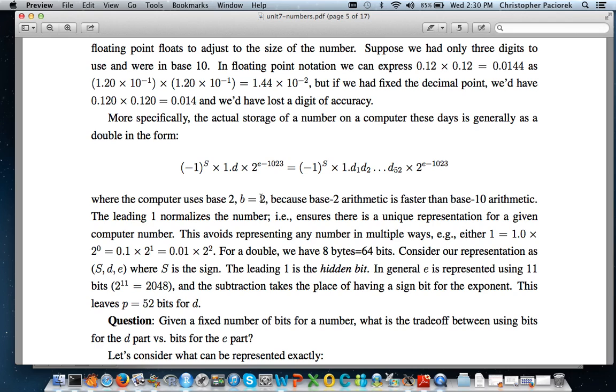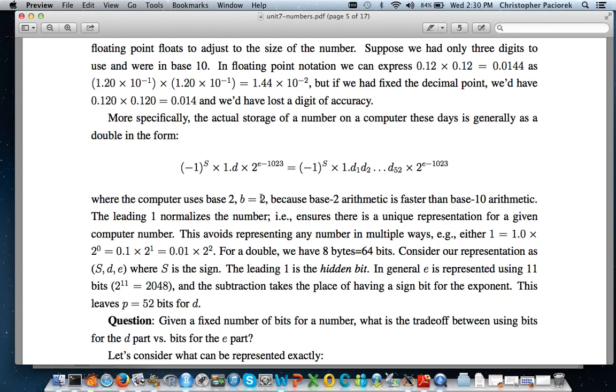But the result is, if you think about going back to the 0.012 and the 0.0144, it was nice to have the 3 digits to be able to do 144 and represent basically 3 digits of values there. And the fewer of these that I have, the less accuracy I have.